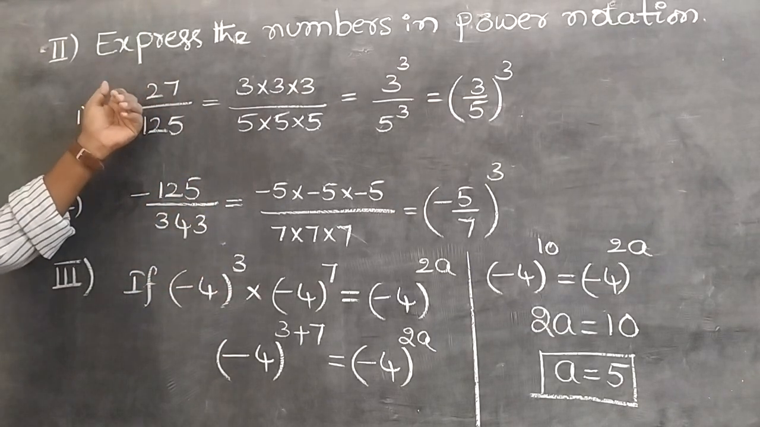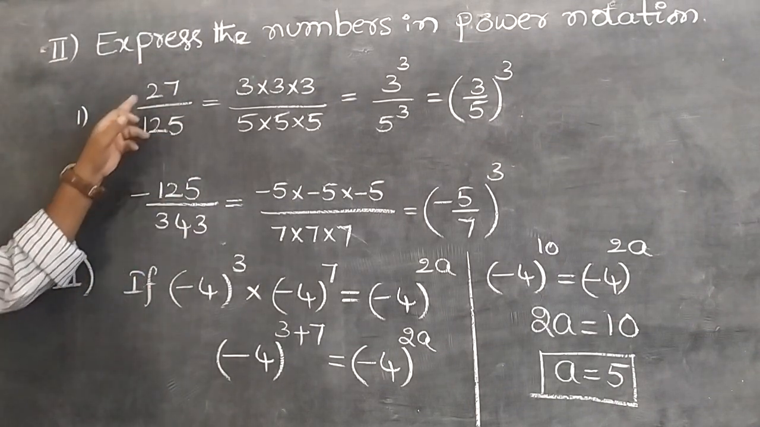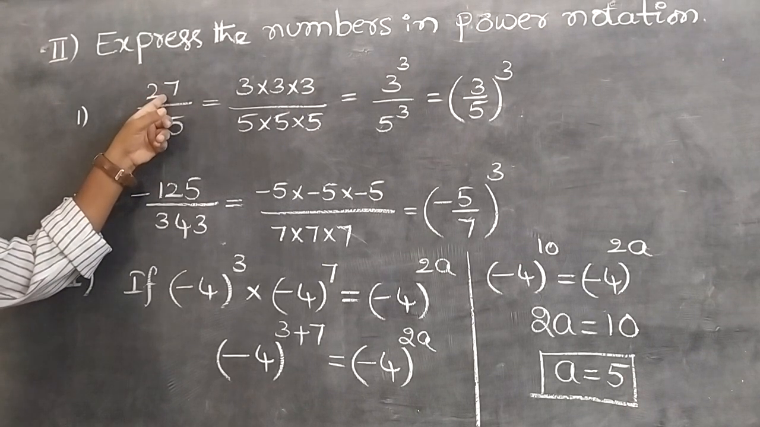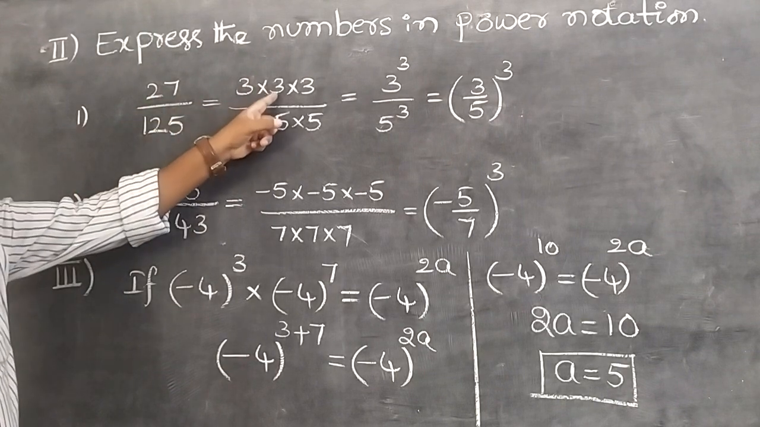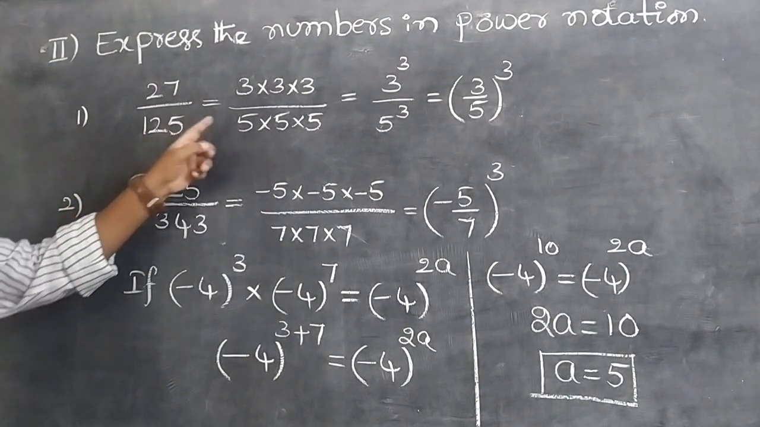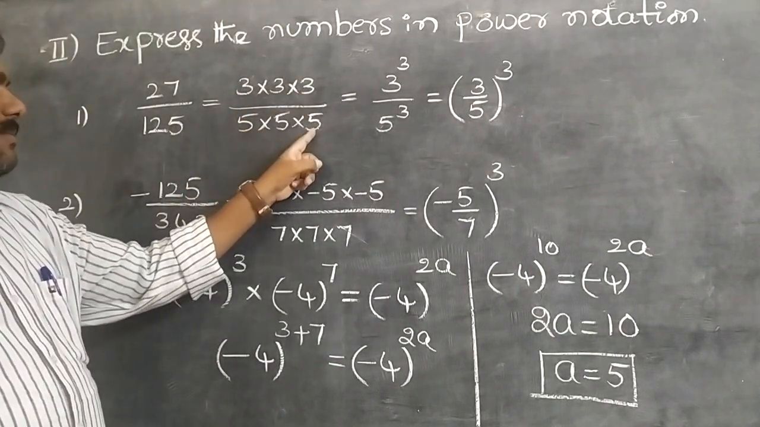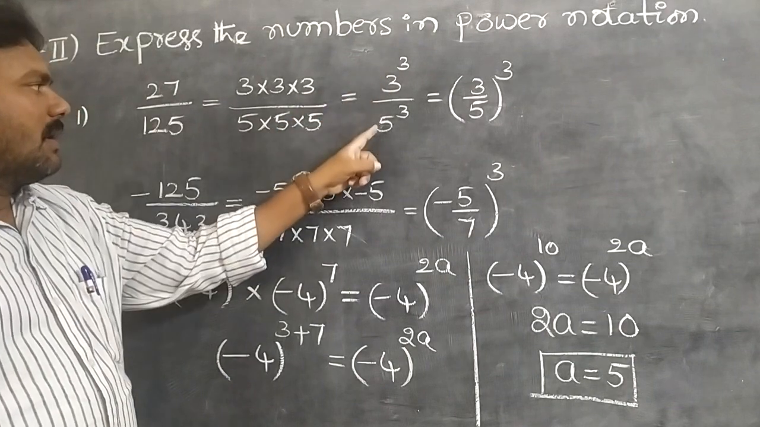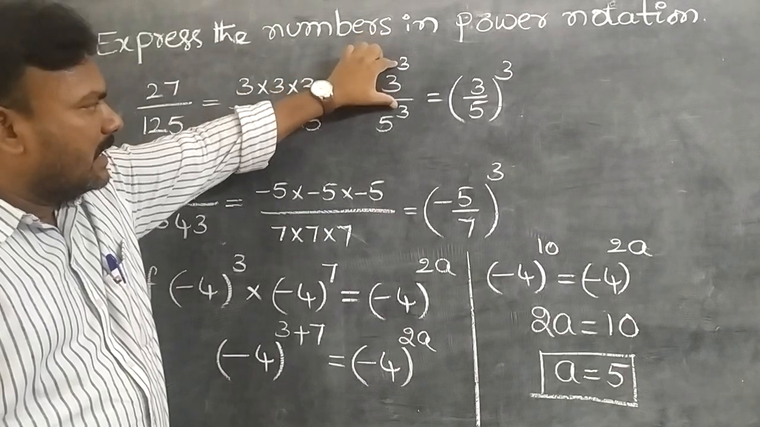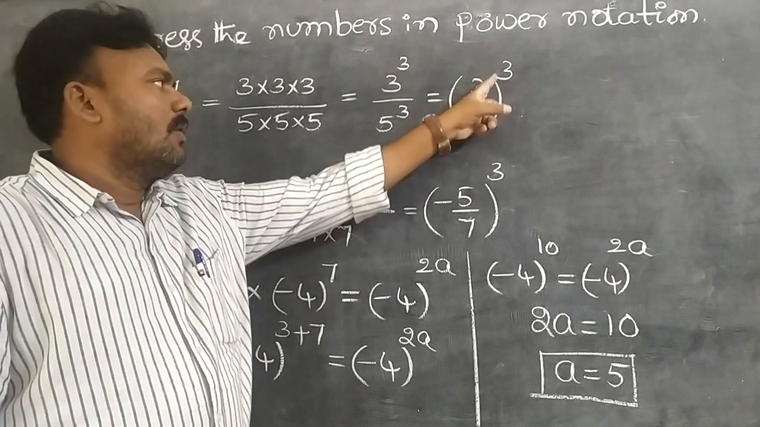Observe the second question, second model. Express the numbers in power notation. The first problem is 27 by 125. 27 can be expressed with base 3, that is 3 into 3 into 3, and 125 can be expressed with base 5, that is 5 into 5 into 5. So 3 appears 3 times, 5 also 3 times. So it is 3 cube by 5 cube, where the index value is the same. So taking the index as the common factor, finally it is 3 upon 5 whole cube.